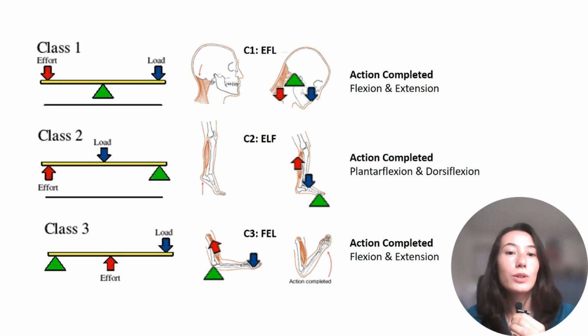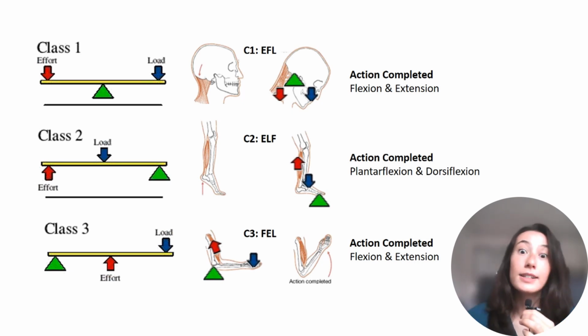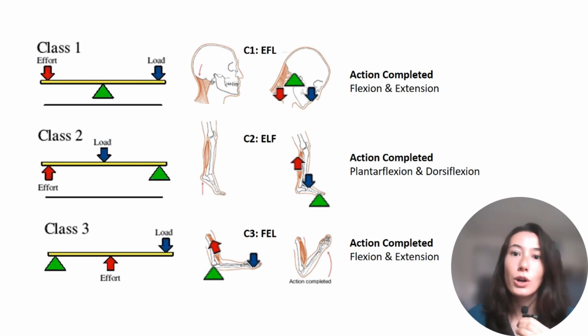Now let's go on to the next class. So class 2 lever system. Look at where the fulcrum is, where it's in relation to the effort, the load. So the load is now in the middle versus the fulcrum in the first example, class 1. But now in class 2, the load is in the middle, and the effort is the furthest away from the fulcrum.